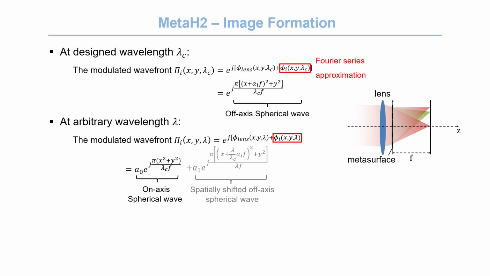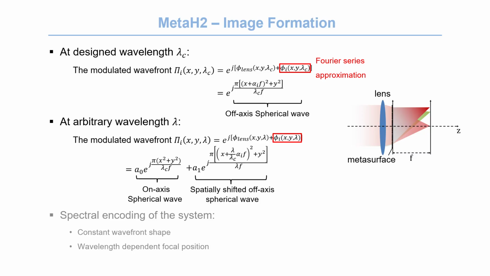Another dominant term remains the designed spatial frequency, which forms a spatially shifted off-axis focal spot compared to the designed wavelength. Consequently, our point spread function remains consistent in form across wavelengths, with only a wavelength-dependent displacement. This property enables our system to encode spectral information as spatial shifts in the image domain.